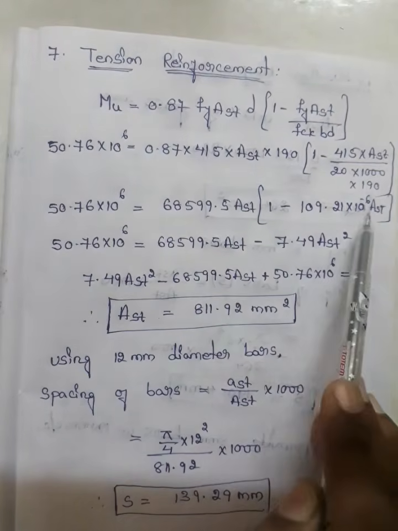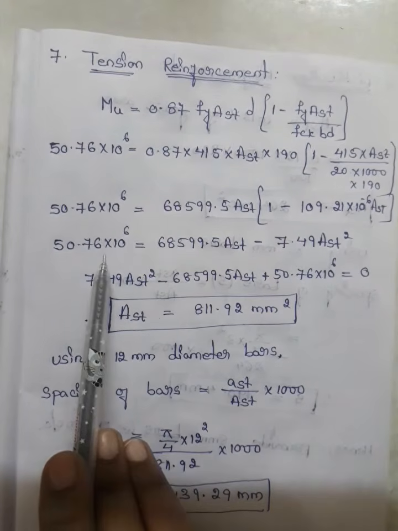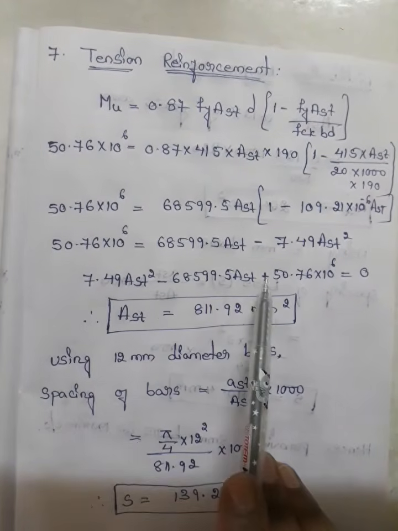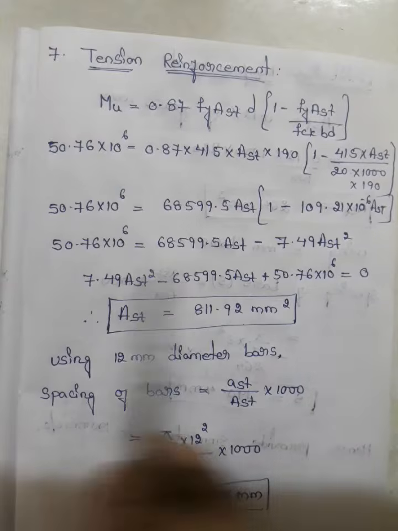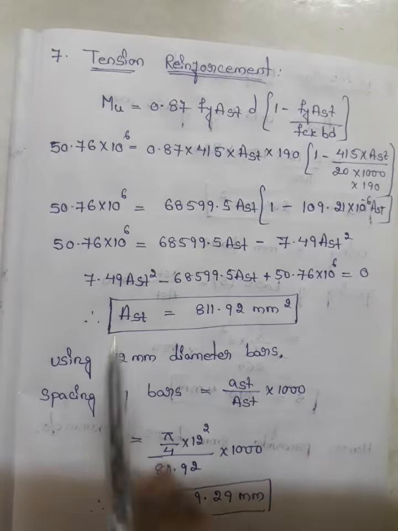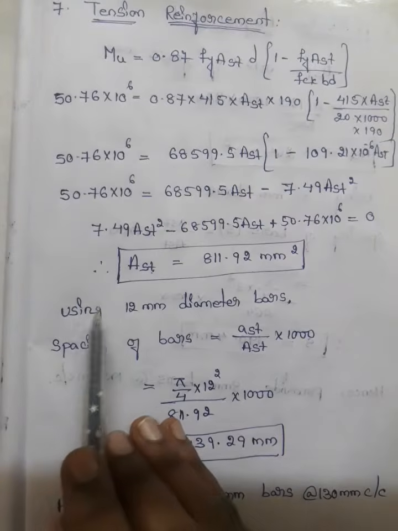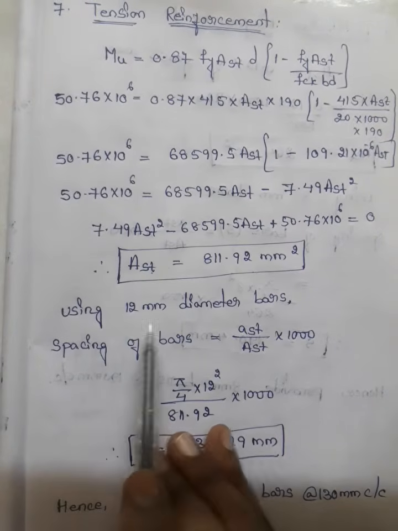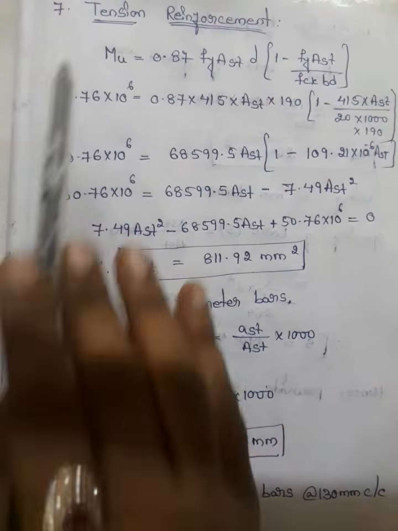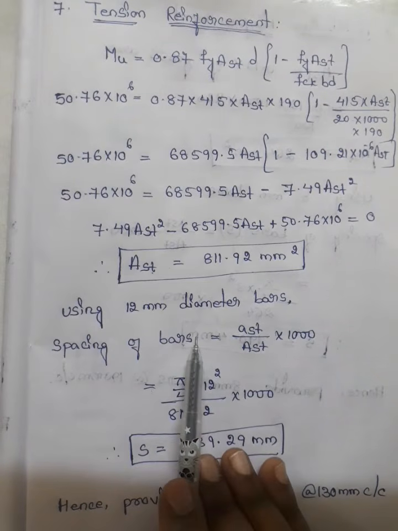So here AST, and this is AST into AST, AST square. Bring this to the left hand side, so plus, and this will be minus, and this is already here, so it will be the same, which is equal to 0. Make this equation equal to 0 and find out the AST. Then use 12 mm diameter bars. We are taking 12 mm diameter bars for tension reinforcement.